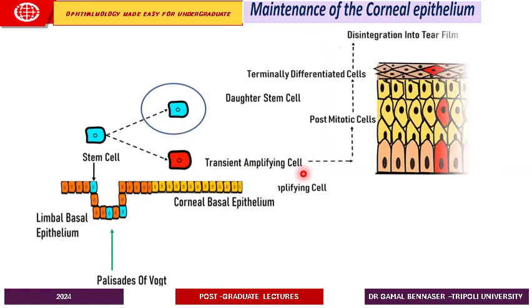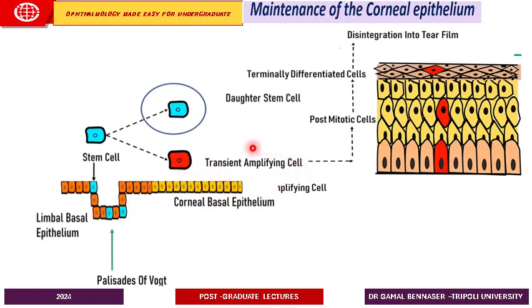Now, upon stimulation, these transient amplifying cells will have rapid mitotic activity, and they will have a centripetal movement within the layers of the epithelium. So they will migrate from the basal layer to the wing layer and then to the superficial layer. And at the end, they will have a terminal differentiation. At this level, they will be terminally differentiated to epithelial cells. And of course, as part of the cell cycle, later on they will be shed to the tear film. This is the normal cell cycle that happens to the epithelium, starting from the limbus and ending up at the surface epithelium.